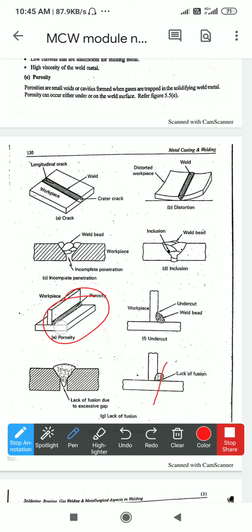When these two metals are being joined, you can see small holes during the welding. What are those holes? The holes are nothing but gas which has been entrapped within the welding materials, which comes out after the solidification. So, you can see the small holes which occur on the weld deposit. This is what the porosity defect is.